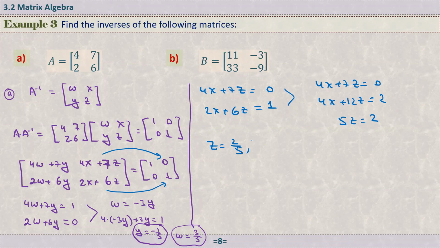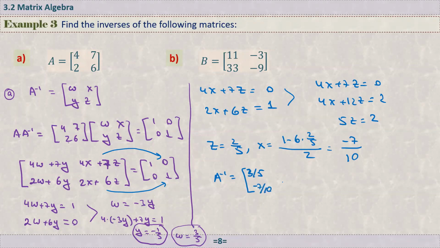And if Z equals 2 over 5, what is X? X equals 1 minus 6 times Z, that is 1 minus 12 over 5, which gives minus 7 over 5, so X is minus 7 over 10. So now I can just write the inverse of A: W is 3 over 5, X is minus 7 over 10, and here we have Y, Y is minus 1 over 5, and Z equals 2 over 5.